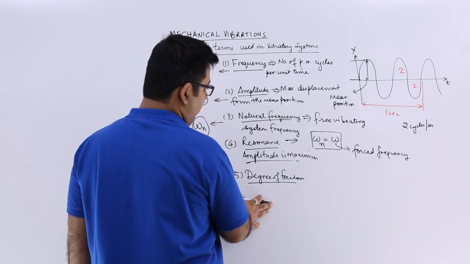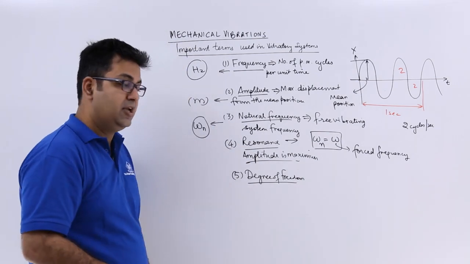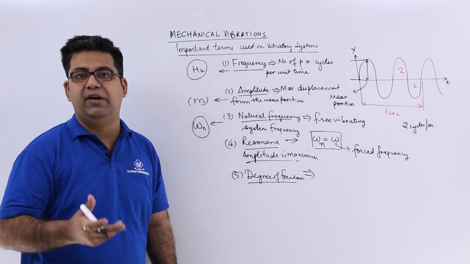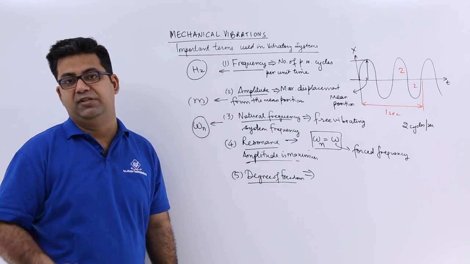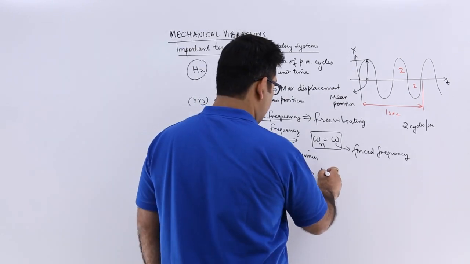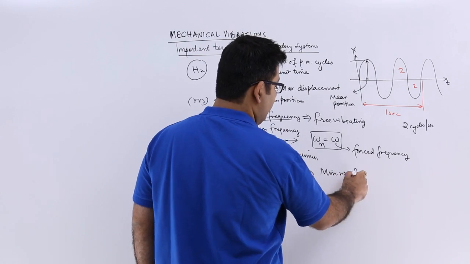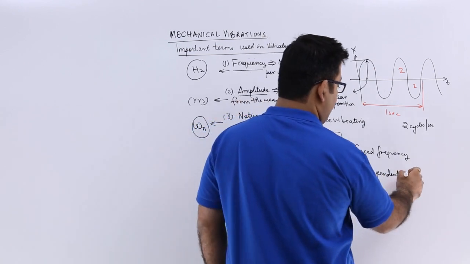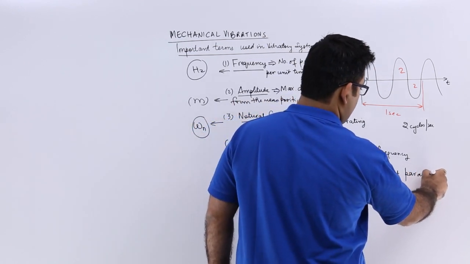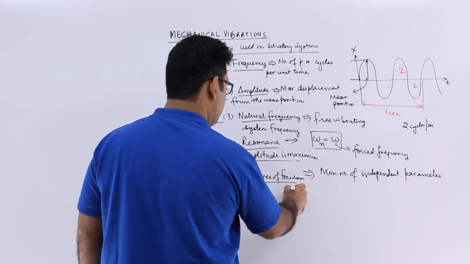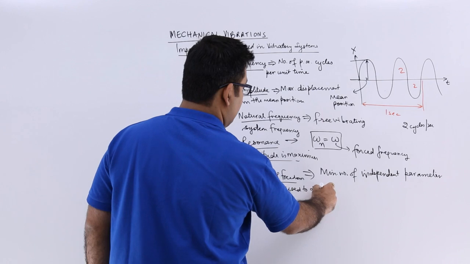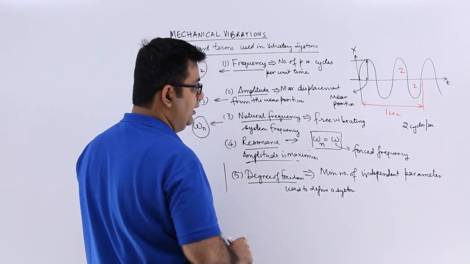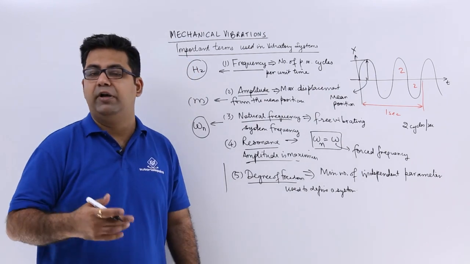The last term that you should understand is the degrees of freedom. So degrees of freedom, as in all contexts that we study, is the minimum number of independent parameters used to define a system. So that is what degrees of freedom is. You can have 2 degrees of freedom, 1 degree of freedom.